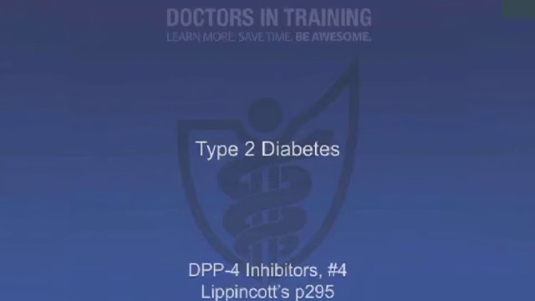So think about it. Are these going to be used in type 1 diabetes or type 2 diabetes? These are only for type 2 diabetes. They require a functioning pancreas. So we can use these drugs in monotherapy or in combination with insulin, metformin, TZD, sulfonylureas.